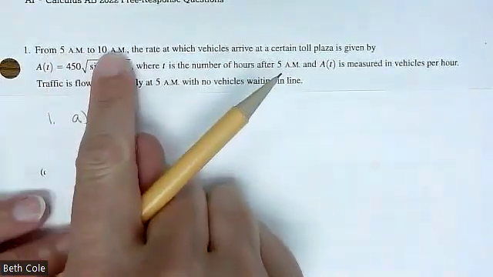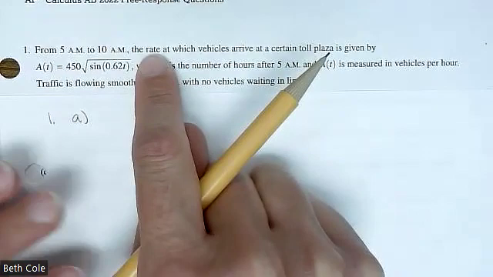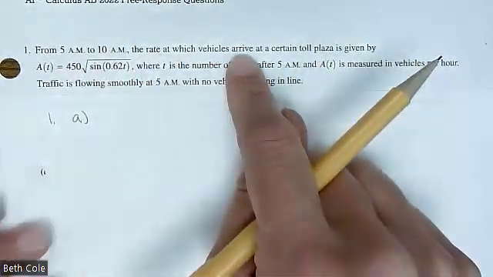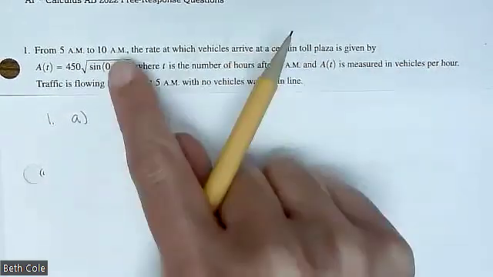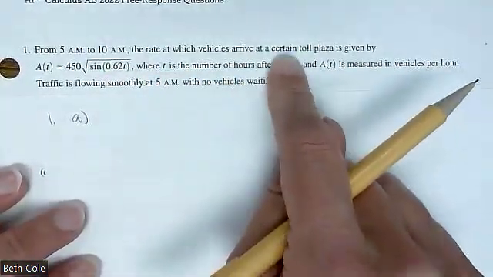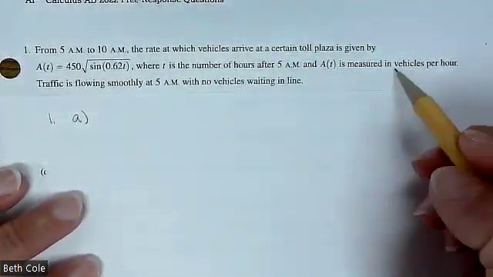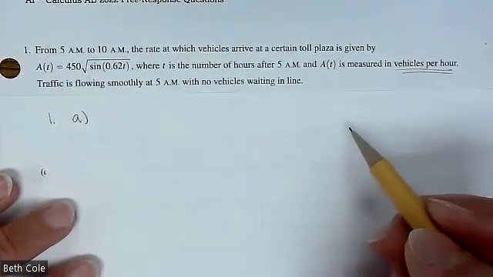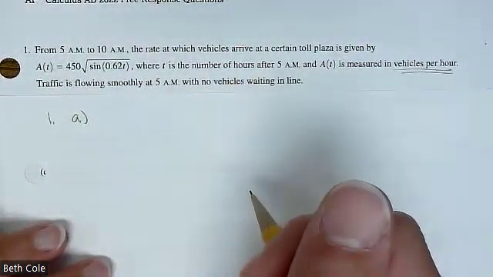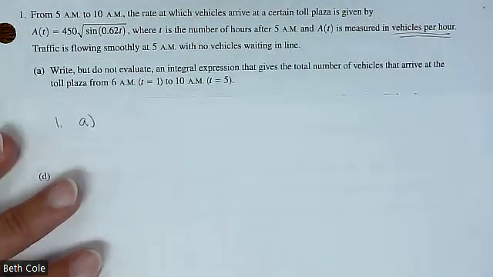From 5 a.m. to 10 a.m., so that's your whole interval. The rate, so what does that mean? Derivative, something per something, at which vehicles arrive at a certain toll plaza is given by this. So that is your rate. Time is numbers after 5 a.m., so that's time 0. It's in vehicles per hour. So there's your per something else. Traffic is flowing smoothly at 5 a.m. with no vehicles in line, which would make sense because it's 5 a.m. Hopefully it's not too busy at 5 a.m.